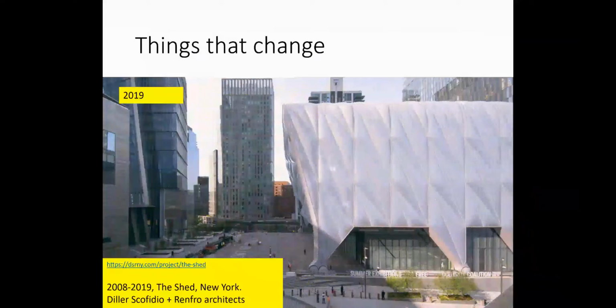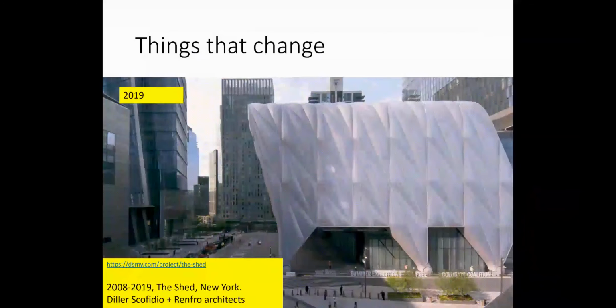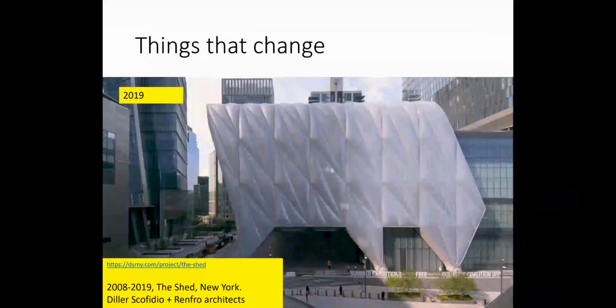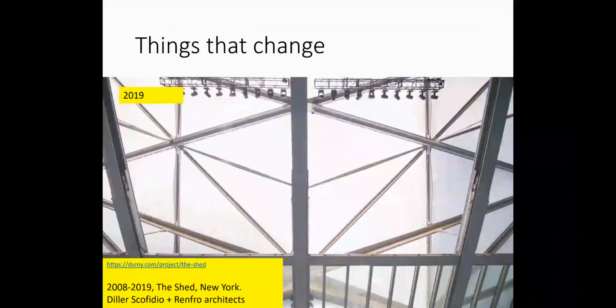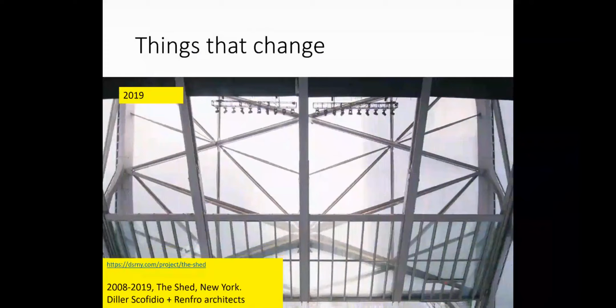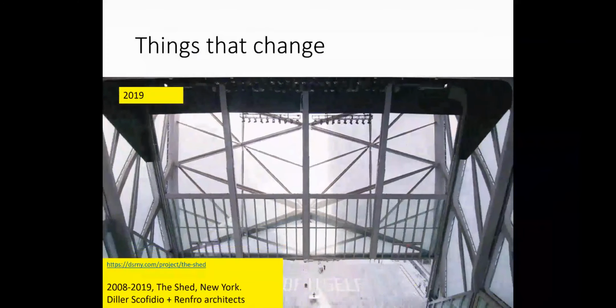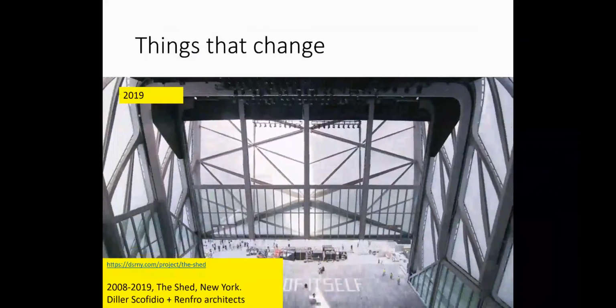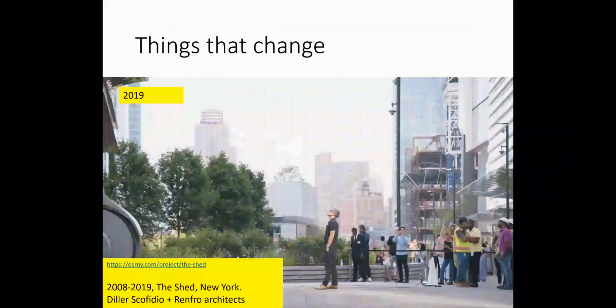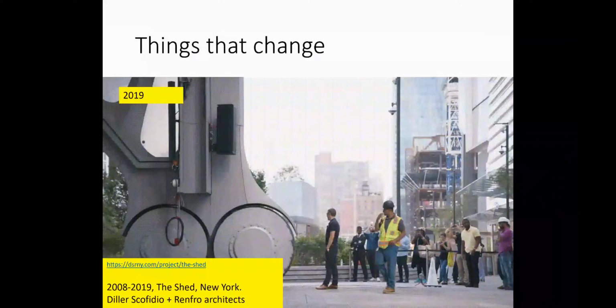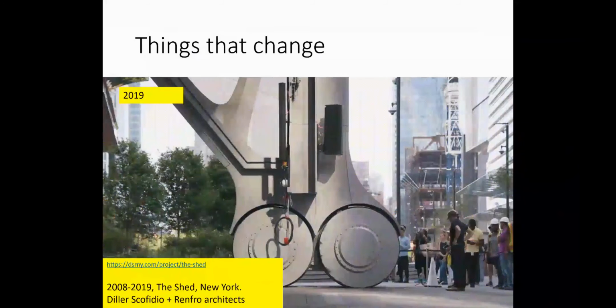And the final example that I would like to show is The Shed, which was completed in 2019 by Diller Scofidio + Renfro Architects, which is this very large building envelope that can move out over the square, and in that way offer many different uses of the building and the square for performances and so on.